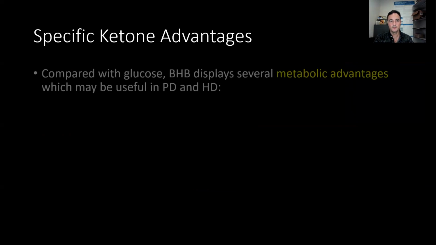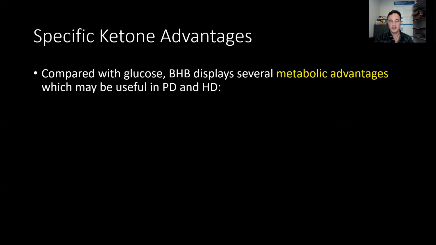Now, regardless of whether you use fasting or ketogenic diets or the ketone supplements, there are specific ketone advantages. So compared with glucose, BHB displays a number of advantages which may be useful in Parkinson's and Huntington's. The first one is that obviously it provides an alternative fuel source for the brain. With Parkinson's and Huntington's, we know there's impaired brain glucose metabolism. We know there's a degree of brain insulin resistance. And so by providing an alternative fuel when glucose isn't being metabolized very well, there's going to be an obvious benefit there, in that the cell is able to utilize an alternative fuel in case the first one's not working so well.